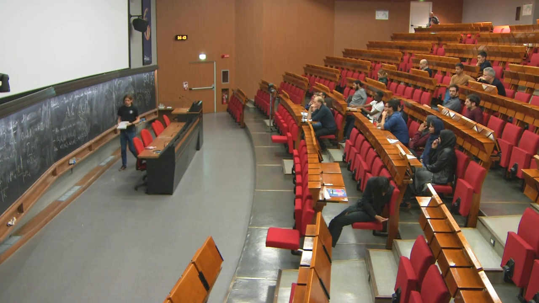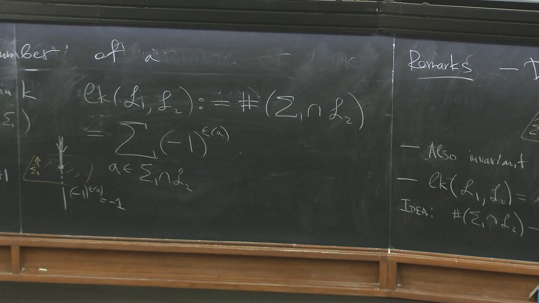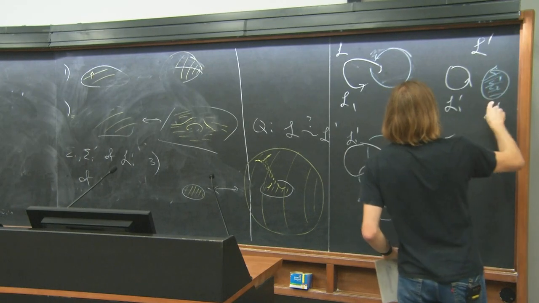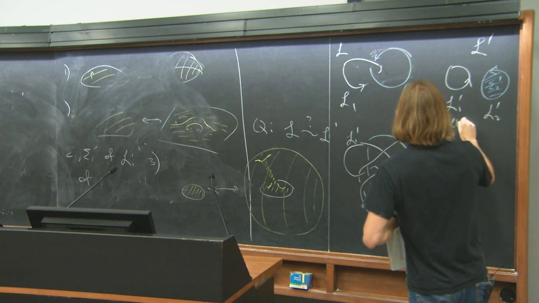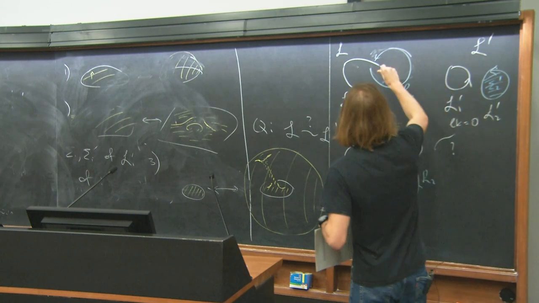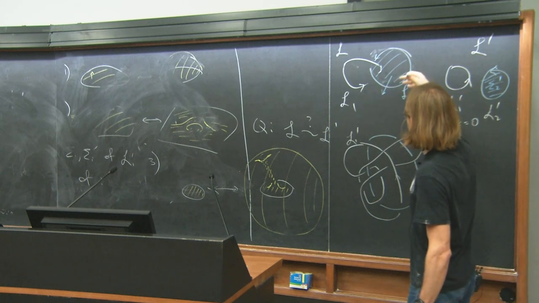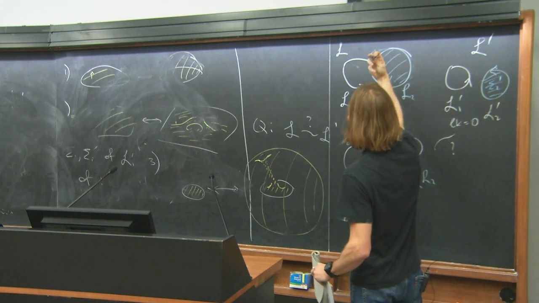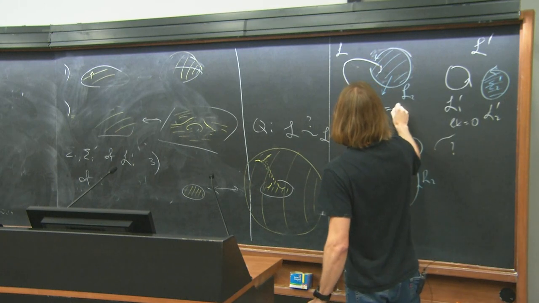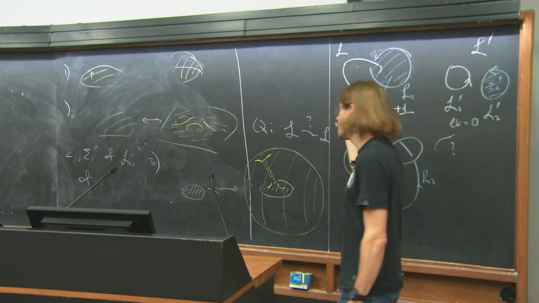Okay, so suppose we convinced ourselves that this is a well-defined invariant. Can we use it to distinguish simple examples? Here, let me choose the Seifert surface for the second component. Here there is no intersection, so the linking number is just zero, obviously. Here, the orientation is such that the normal vector points at us, and so the linking number is plus one. So this is zero, this is a difference, so they are necessarily not equivalent.